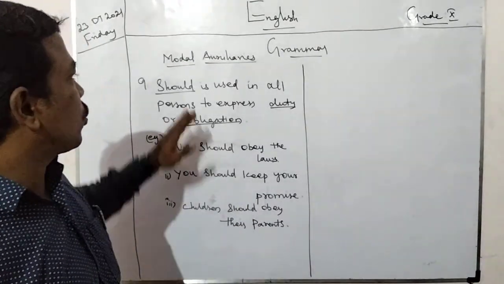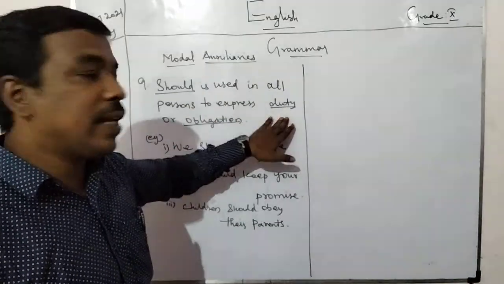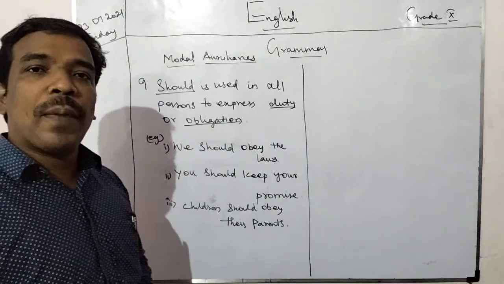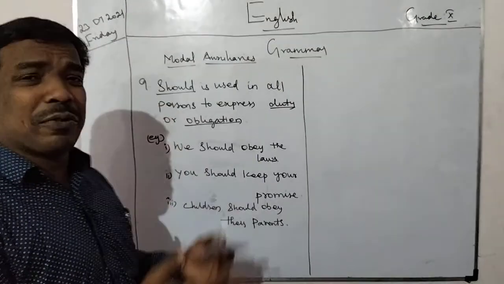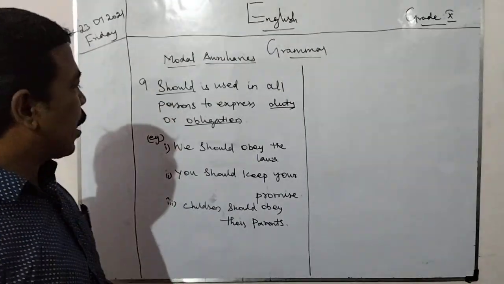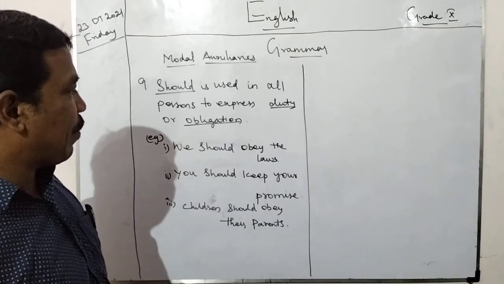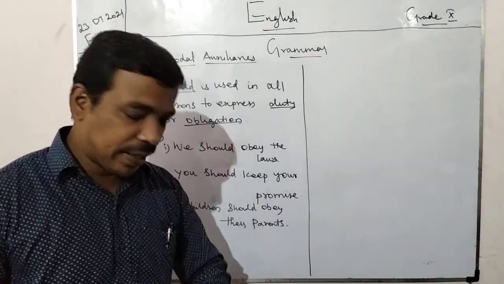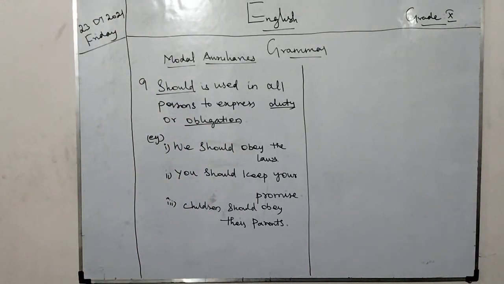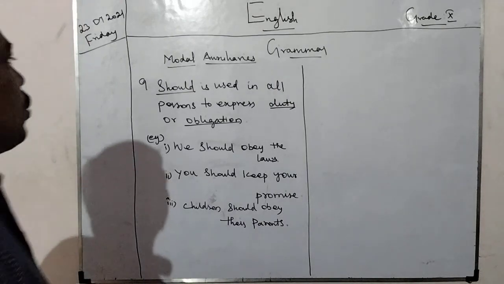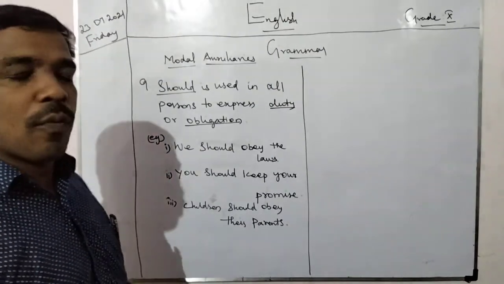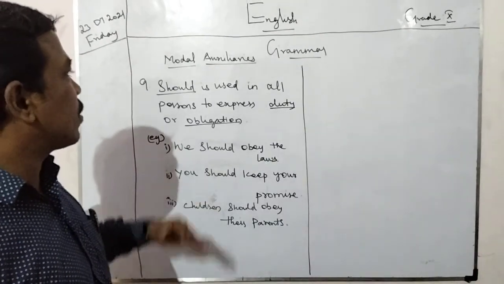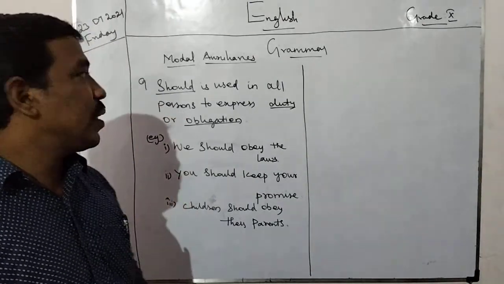So should is used in all persons to express duty or obligation, compulsion. We should obey the laws. This word we can use for ought to also. You should keep your promise. Children should obey their parents. Should is used in all persons to express duty or obligation. Here after, 4 words we are going to do in compulsion words.